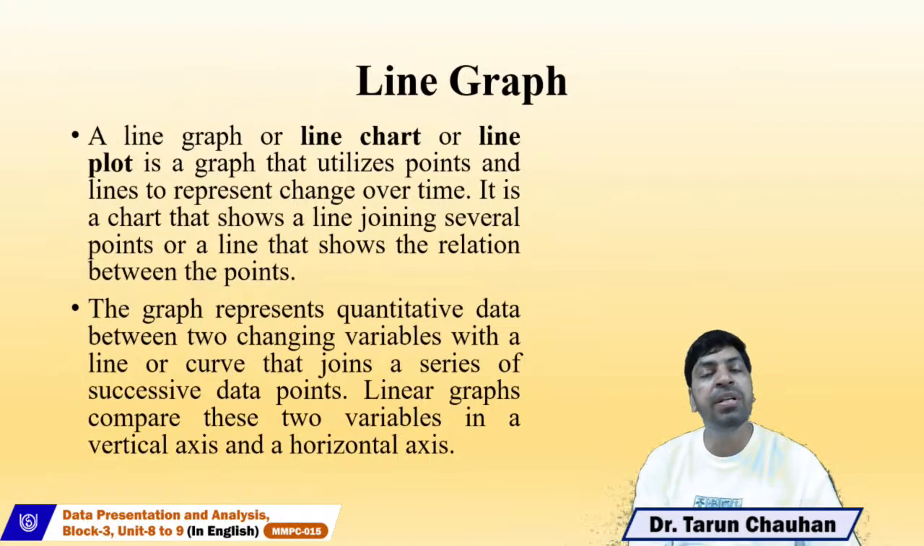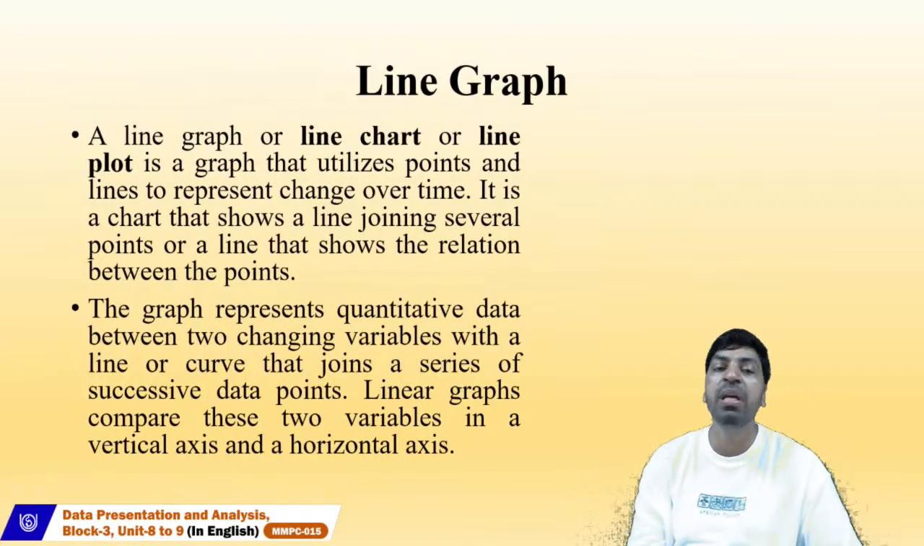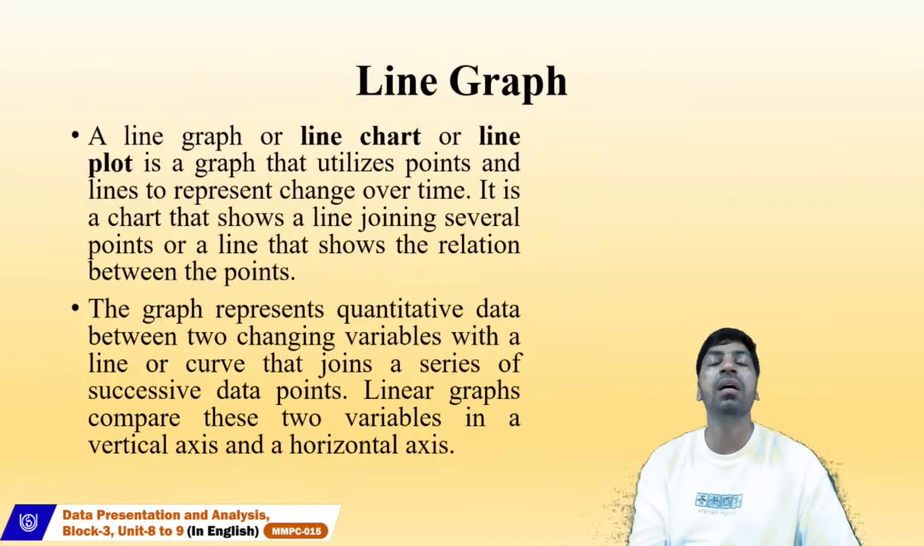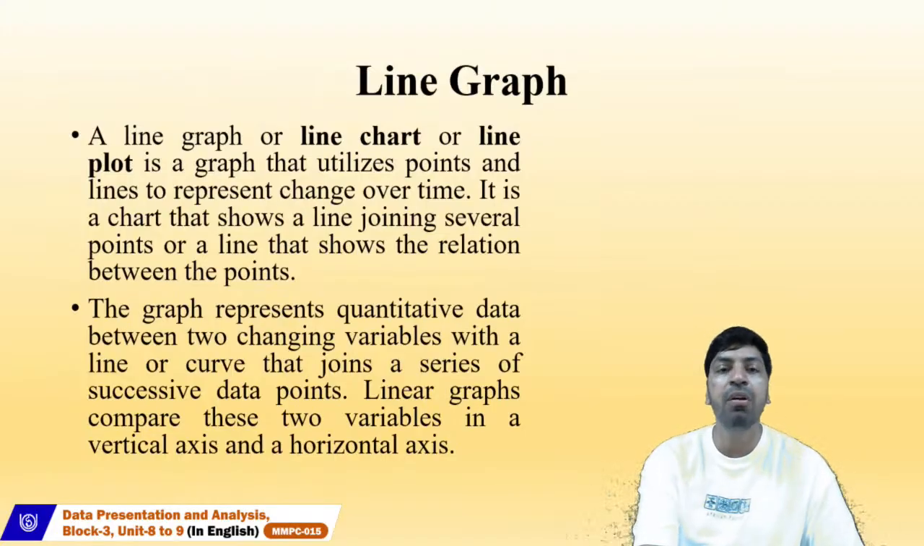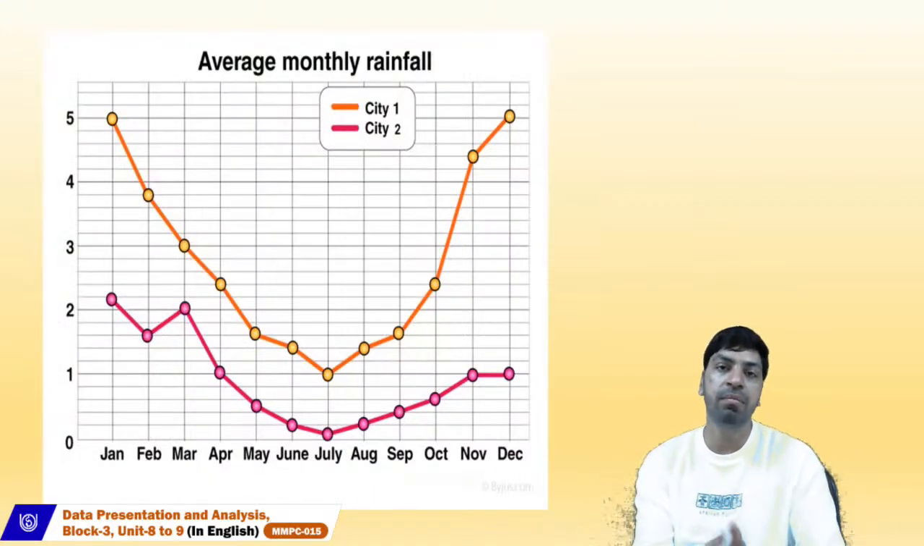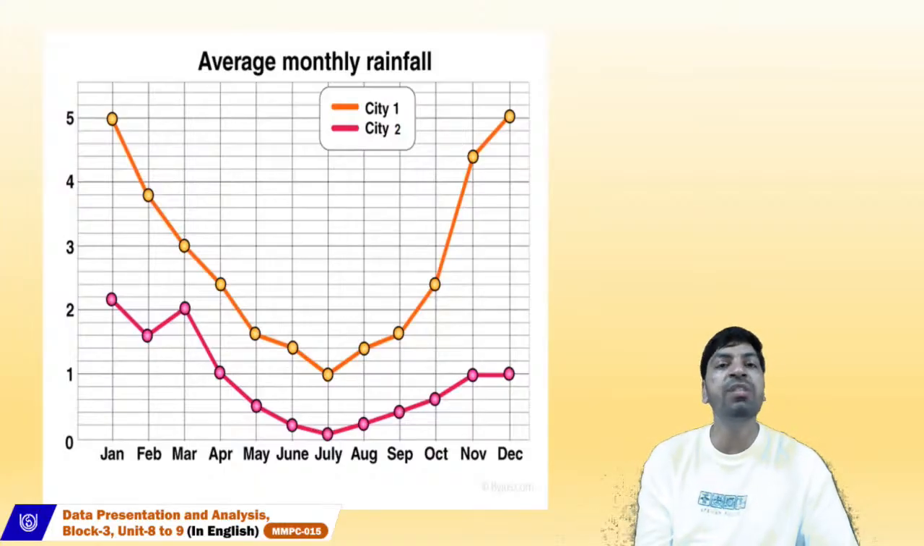It is a chart that shows a line joining several points, or a line that shows a relationship between the points. It represents the quantitative data between two changing variables with a line or curve that joins a series of successive data points. So have a look at the diagram. It's the average monthly rainfall of city 1 and city 2.